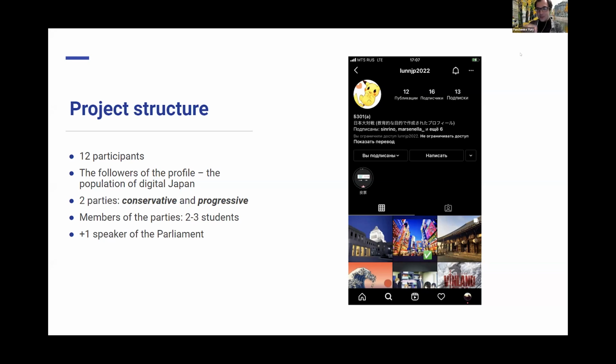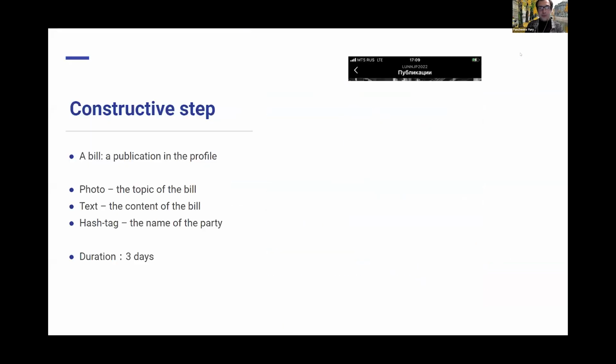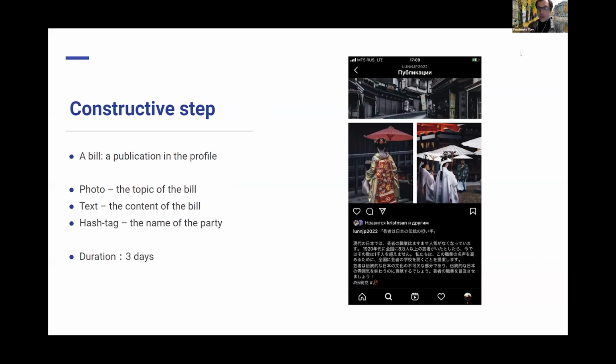Every time, some students were considered members of the Conservative Party, and other students were considered members of the Progressive Party. And they had to propose a bill for the future of this digital country, based on the material that they studied previously in the classroom. So we considered a publication on this Instagram profile as a bill for the Japan of the future. Here a photo represents the topic of the bill, the text is the content of the bill, and the hashtag is the name of the party.